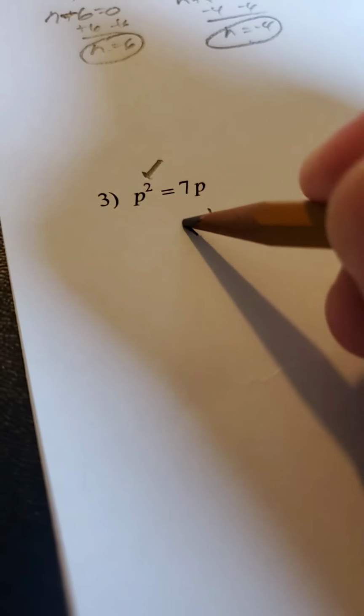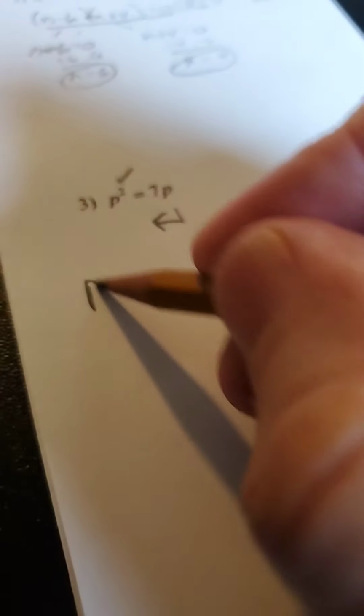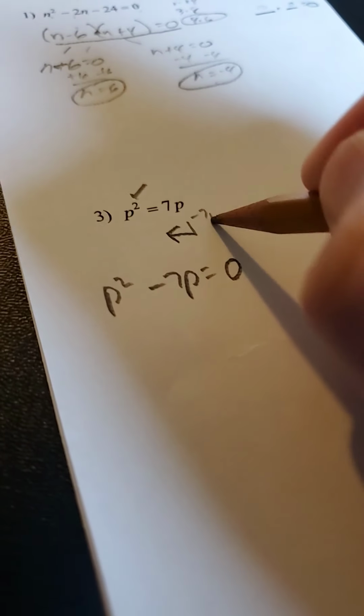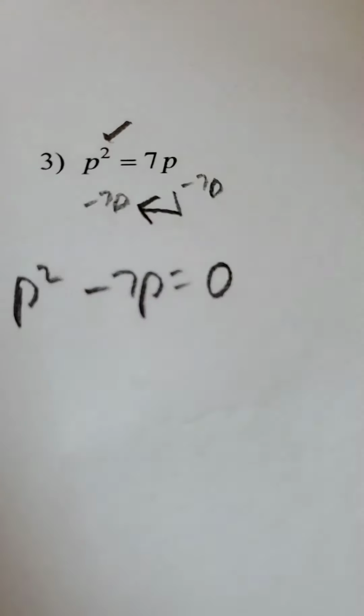Since p squared is already positive, I want to move stuff to its side. P squared minus 7p. I want to subtract 7p from both sides. They're not like terms, so I can't join them up.